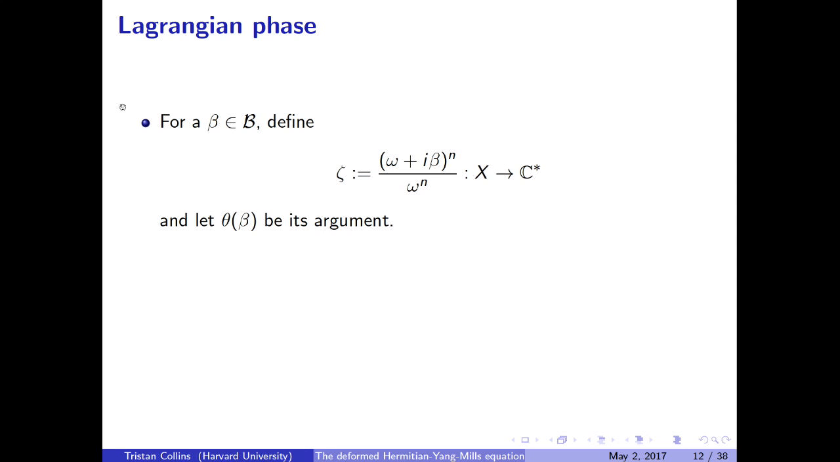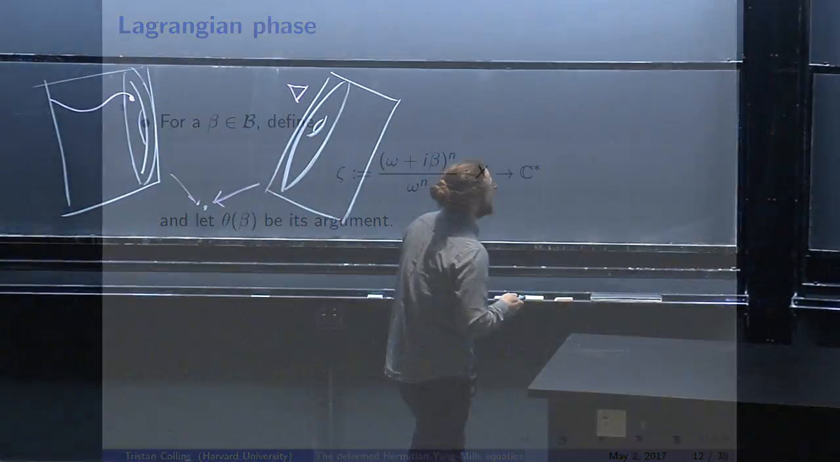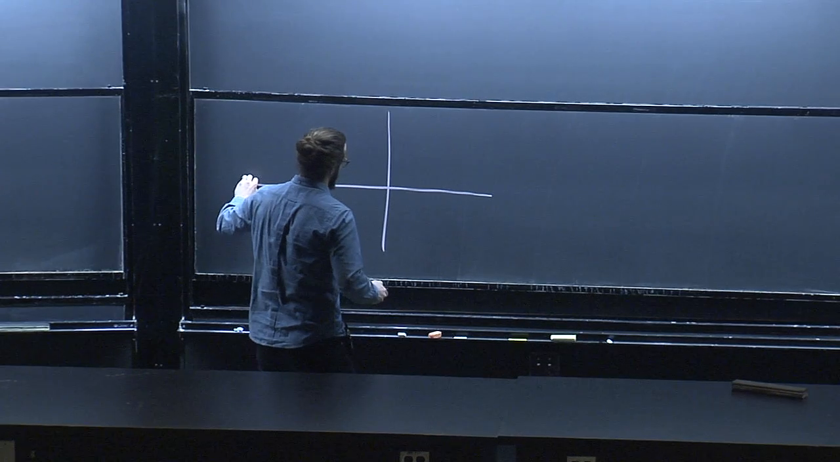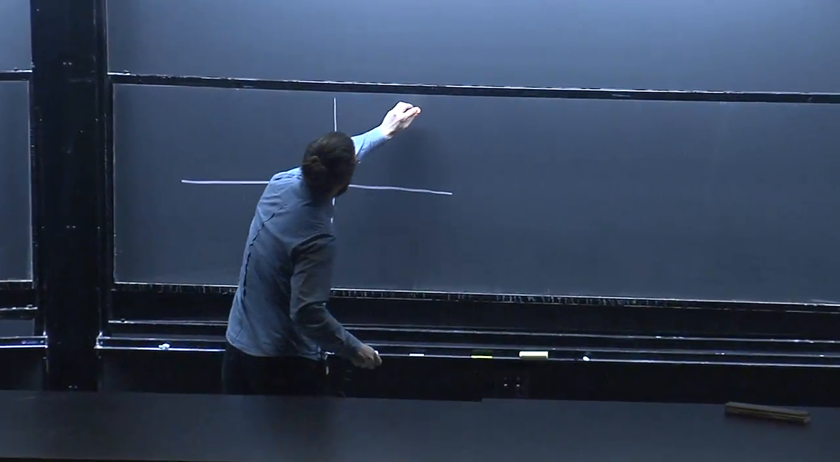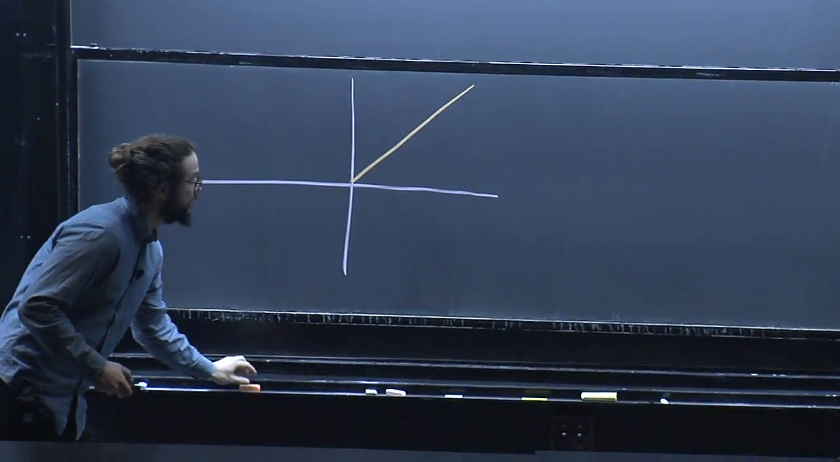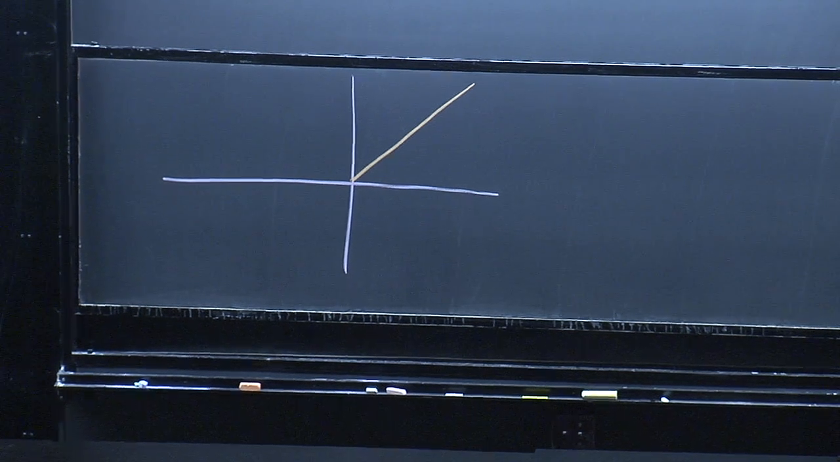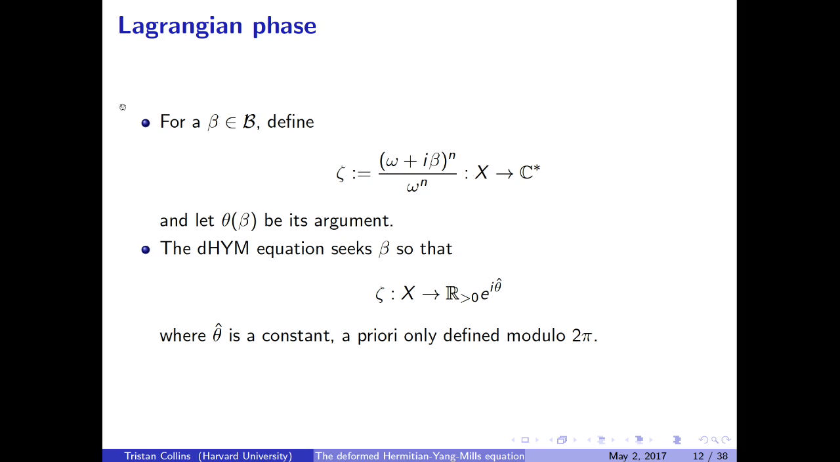So let me say what we're doing. We can take this Kähler form and add i times beta, so this is a real (1,1) form. We take its nth power. That gives us a complex valued (n,n) form. We divide by the volume form. That gives us a complex number, which it turns out always maps into C star. And the equation asks that this complex valued function always lie in a ray. So this is the condition that we're trying to impose, that this maps into one fixed complex ray. It won't have constant radius, but we just want it to have constant phase. Here, let me point out, this angle theta hat is a priori only defined modulo 2 pi. So that's going to come up again shortly.